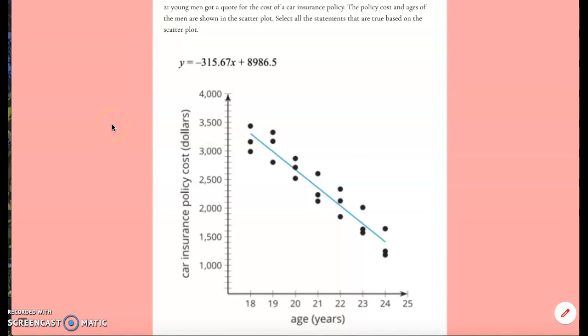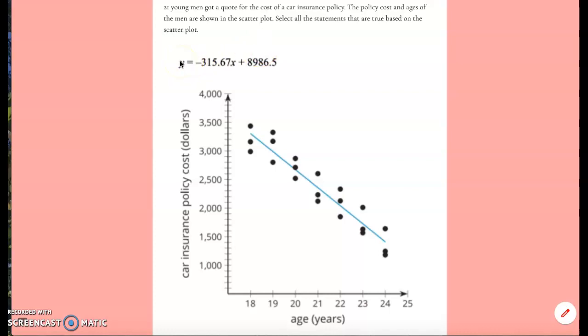Okay, in this video we're going to quickly review this question. It says 21 young men got a quote for the cost of a car insurance policy. The policy cost and ages of the men are shown in the scatter plot. Select all the statements that are true based on the scatter plot.